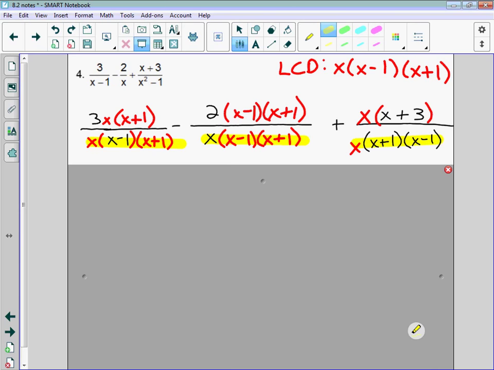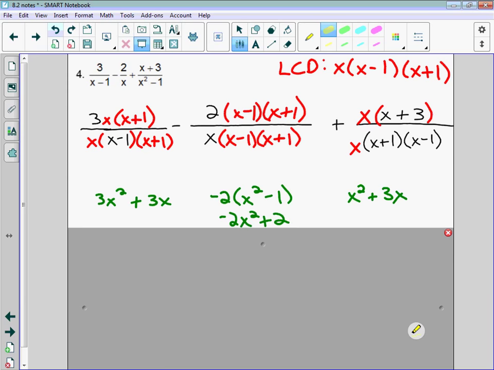Okay? So we can condense this down. So basically, all I need to do is simplify each numerator. So looking at that, if I distribute the 3x through here, the result of that would be 3x squared plus 3x. For this next portion, the 2 times x minus 1 times x plus 1, I'm going to go ahead and multiply those two items out.